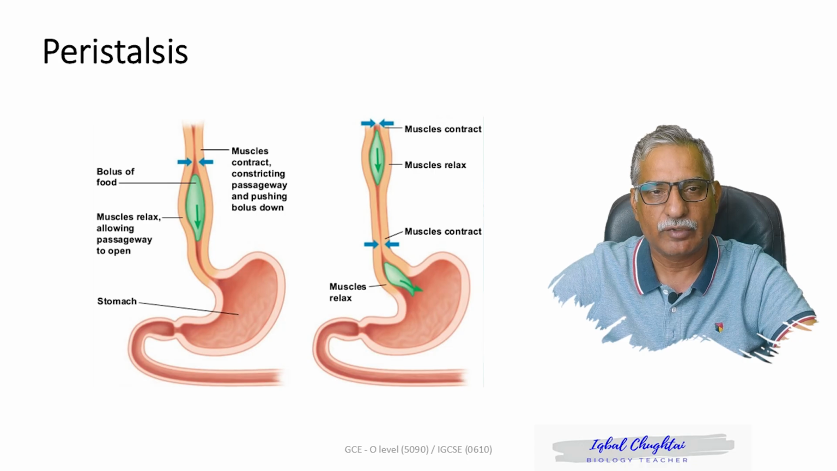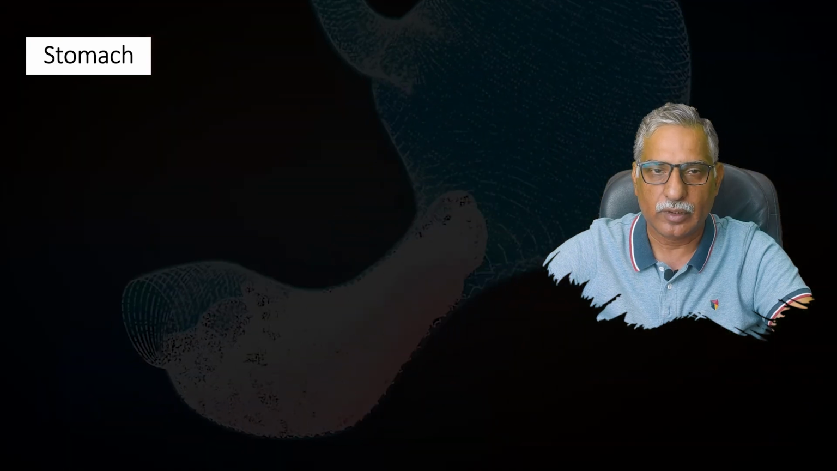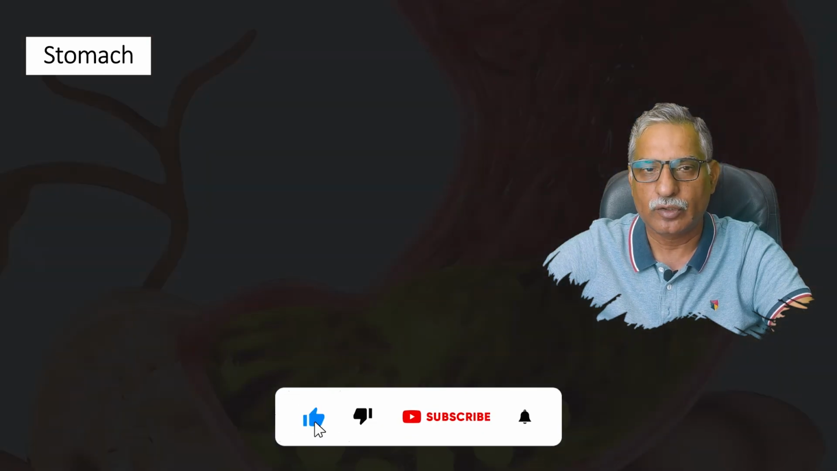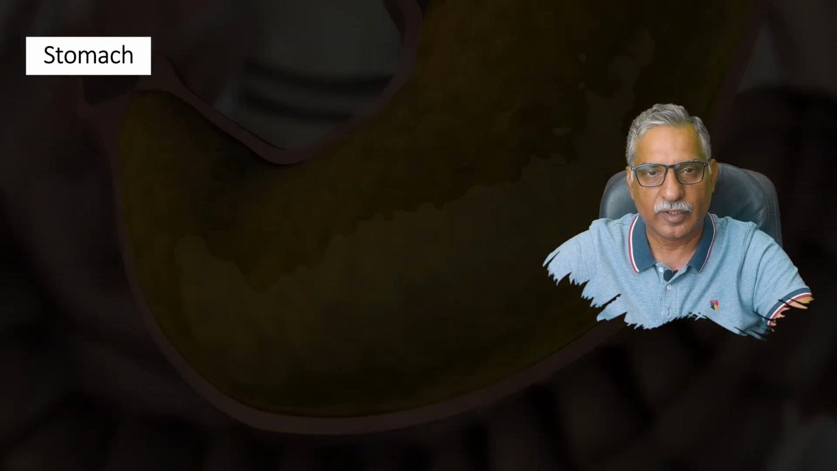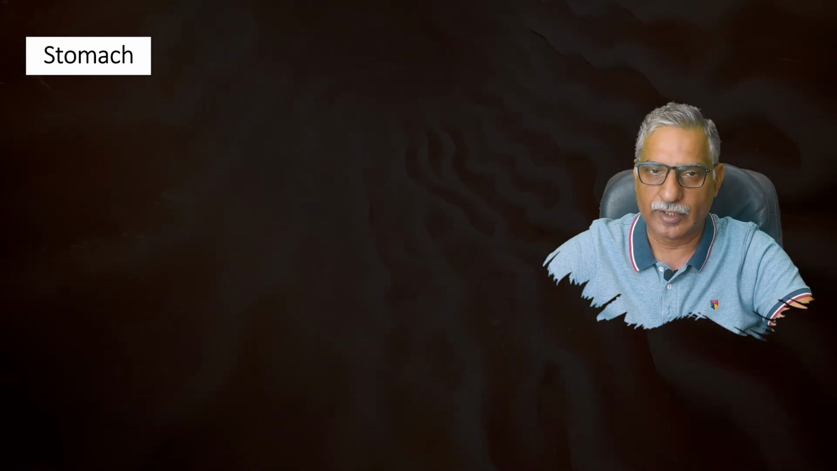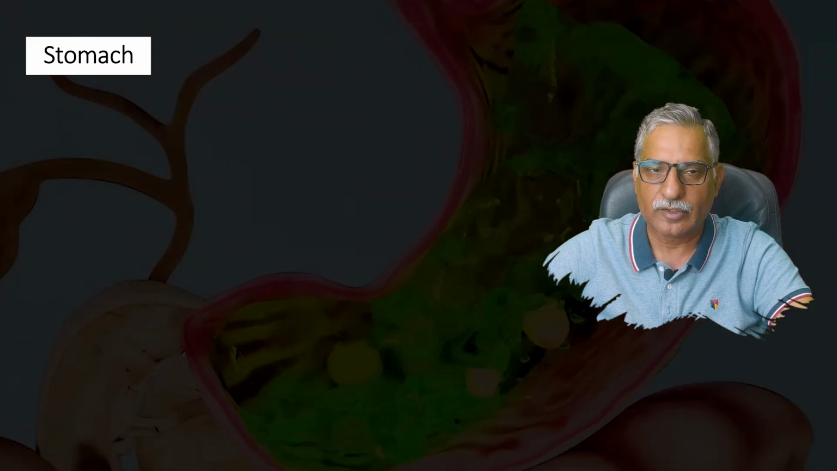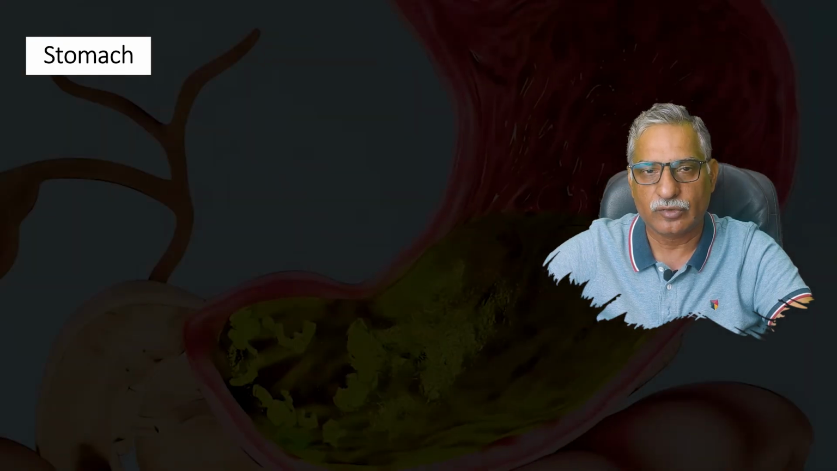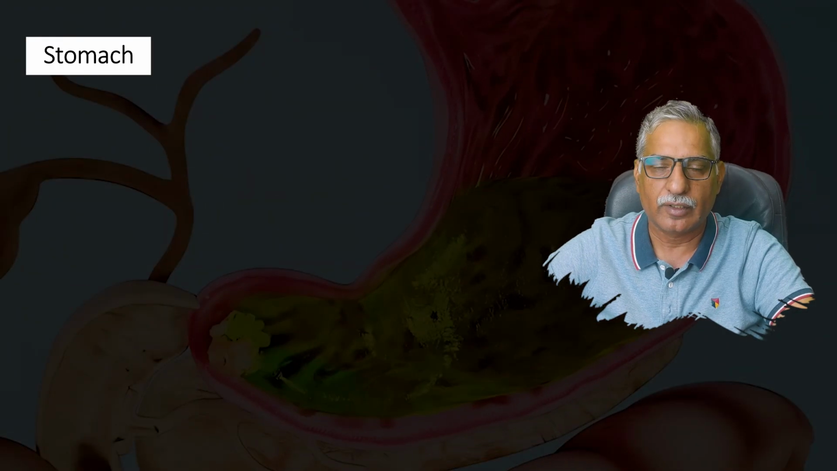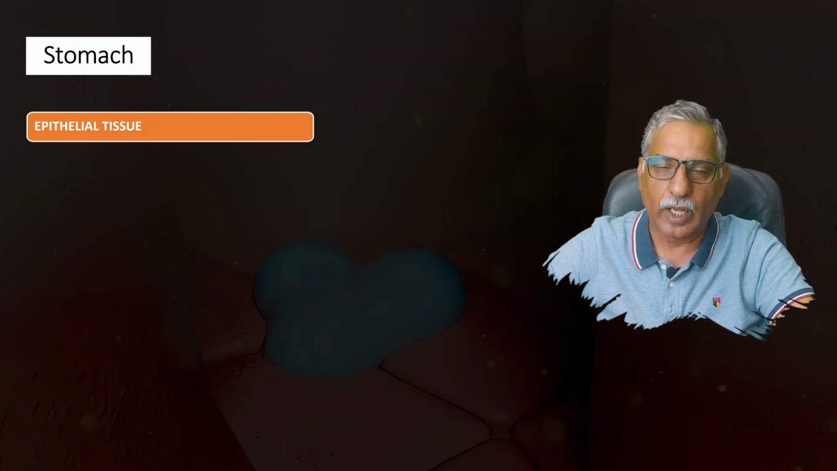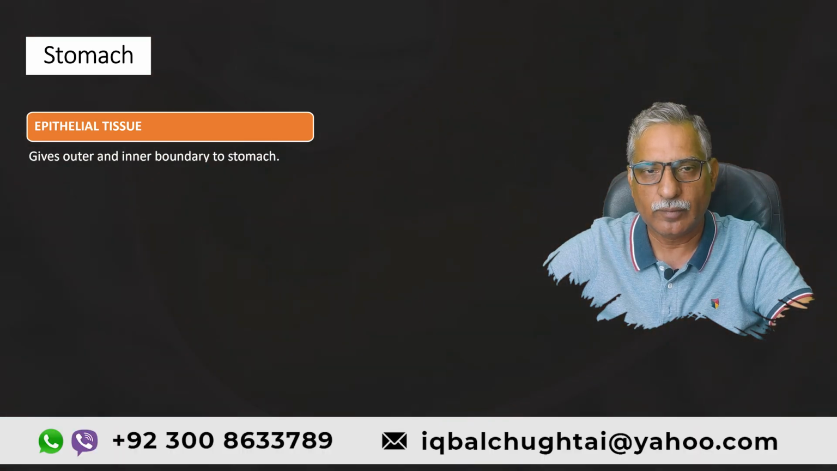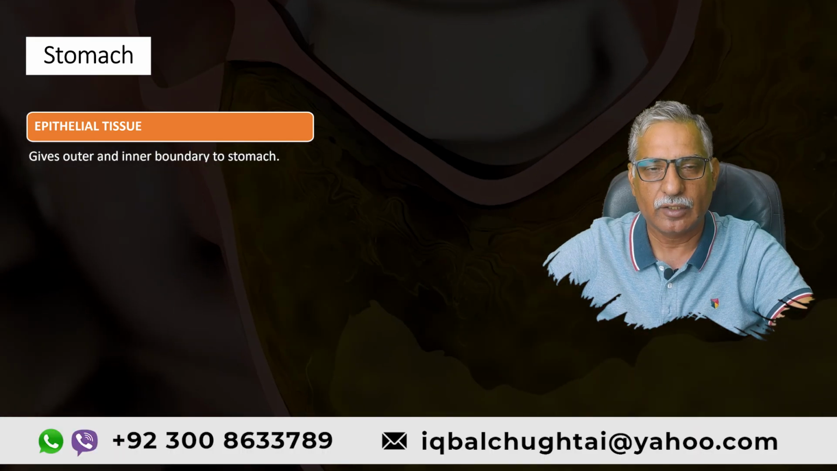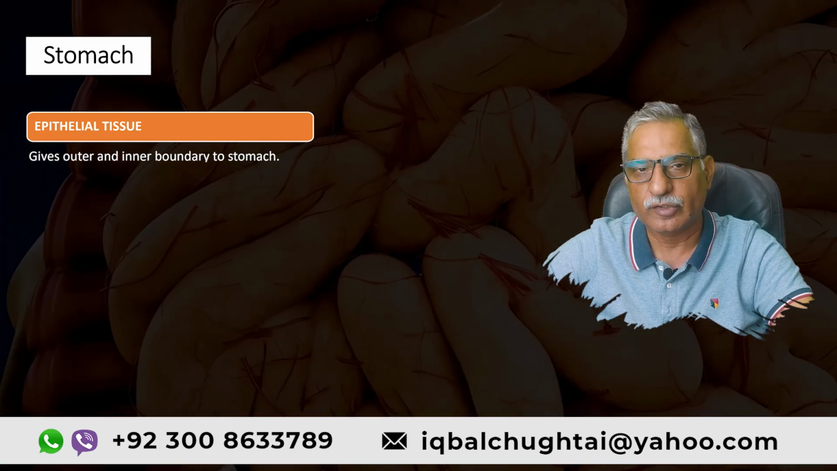Now the food bolus has reached the stomach cavity. The stomach is a muscular, tube-like organ where partial food digestion takes place, and here protein digestion is likely to occur. The stomach consists of various tissues. For example, the stomach contains epithelial tissue. The outer epithelium makes the outer boundary, and the inner epithelium makes the inner boundary that is facing the cavity of the stomach.